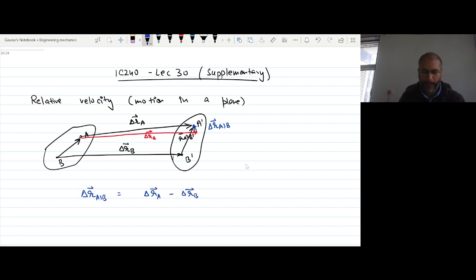So this is equal to, if we can see from here, delta R A minus delta R B. Okay, and if you differentiate both sides with respect to time, so delta R A changing with respect to time is nothing but the velocity of A in the limit that delta T tends to 0, and this is velocity of B, that's delta R B by delta T in the limit delta T tends to 0. And on the left hand side we have V A with respect to B.